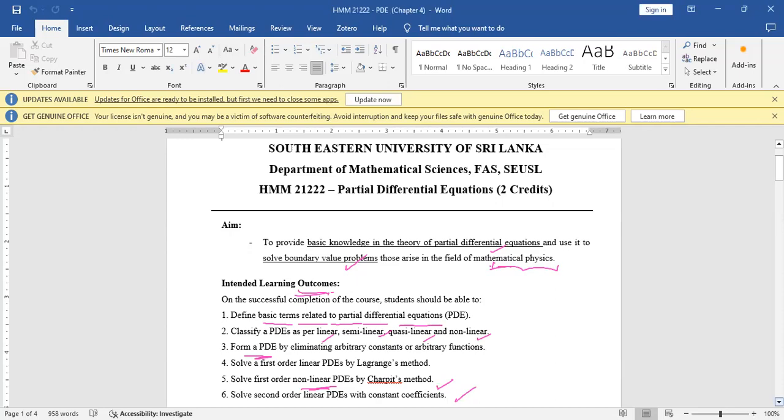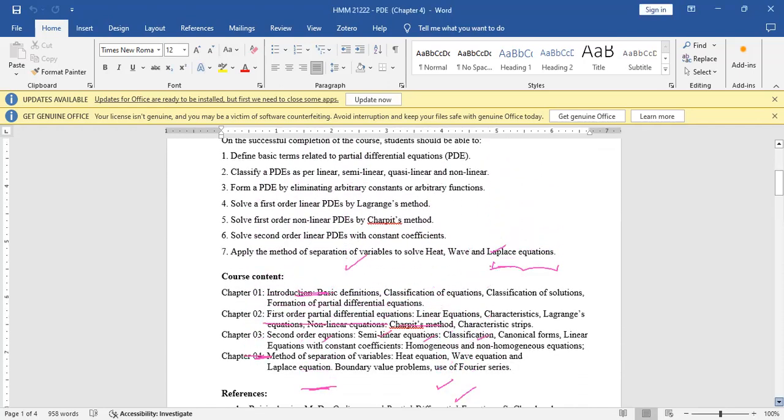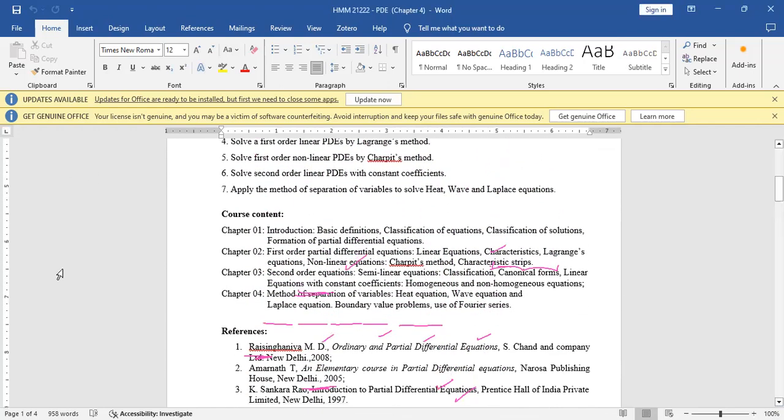So next one, let me go back to the course content where I have divided into 4 chapters according to the question I am going to take you in the semester. So first one is about the introduction, basic definition, classification, and solution formation. This kind of will come under chapter number 1.